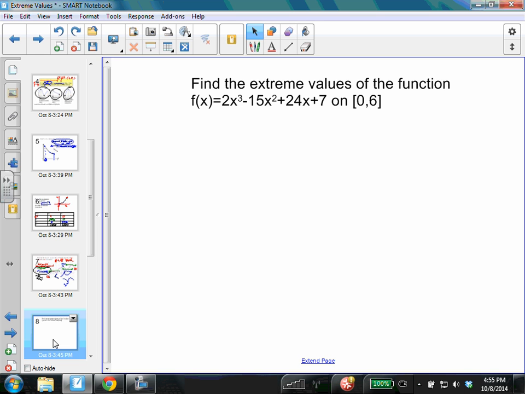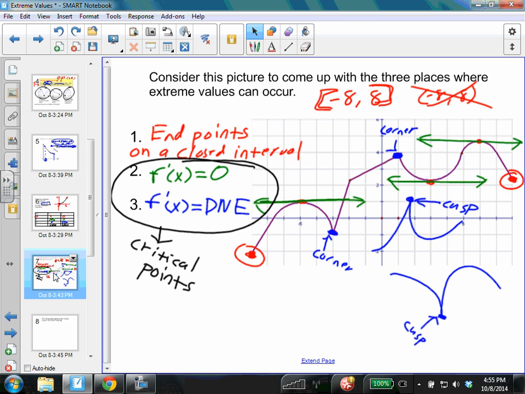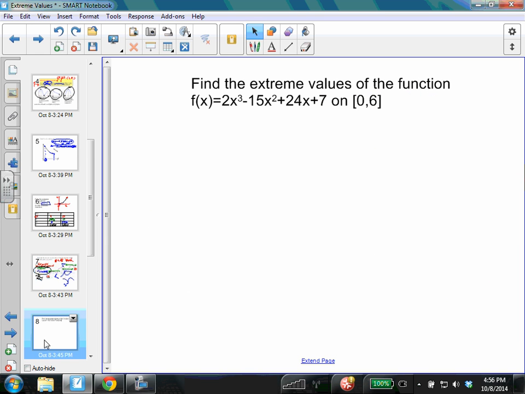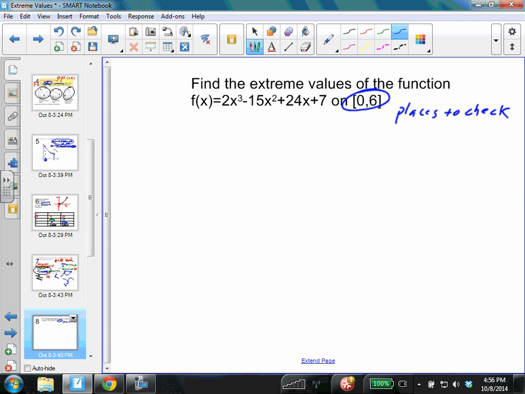Okay? So, when we look at this, remember the extreme values can occur at 3 places: the endpoints, when the derivative is 0, and when the derivative does not exist. So what I'm going to be looking for is places to check. I'm just going to make a little note right here. Places to check. Well, I already know 2 of them: the endpoints on a closed interval, right? So x equals 0 and x equals 6.